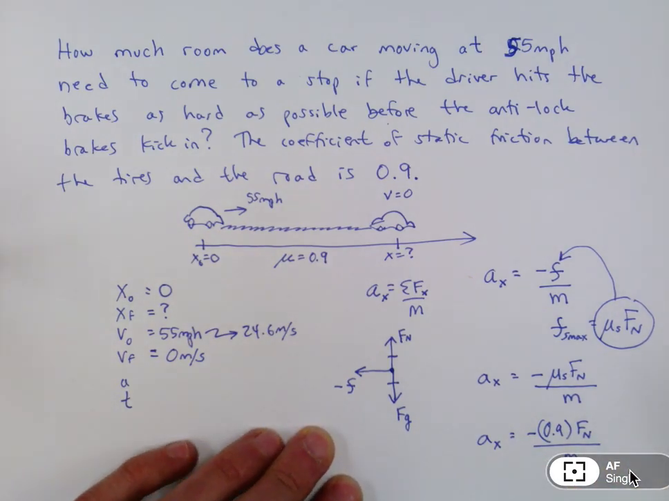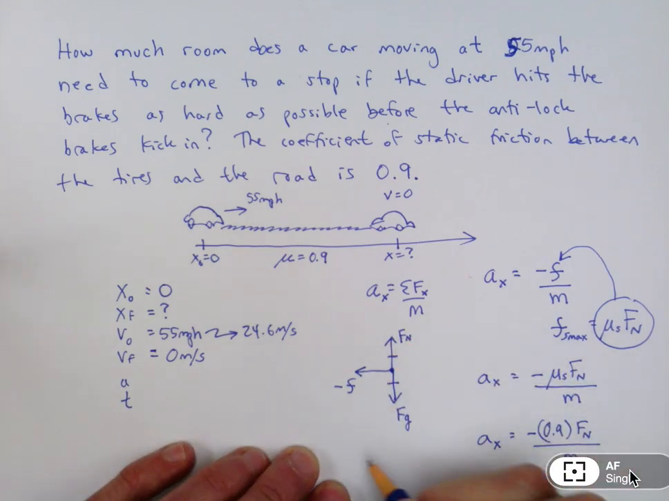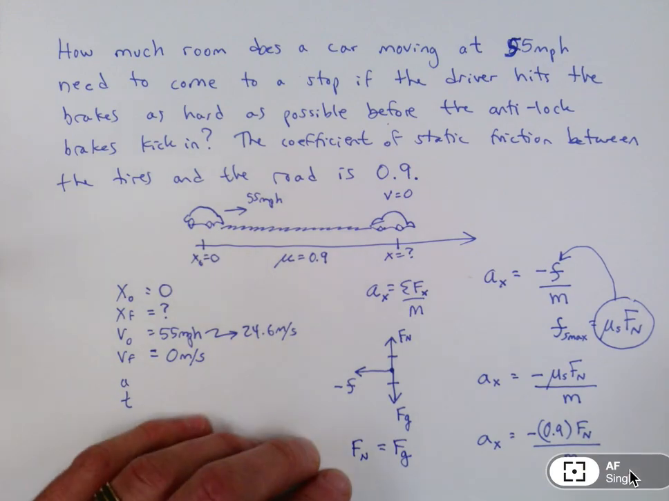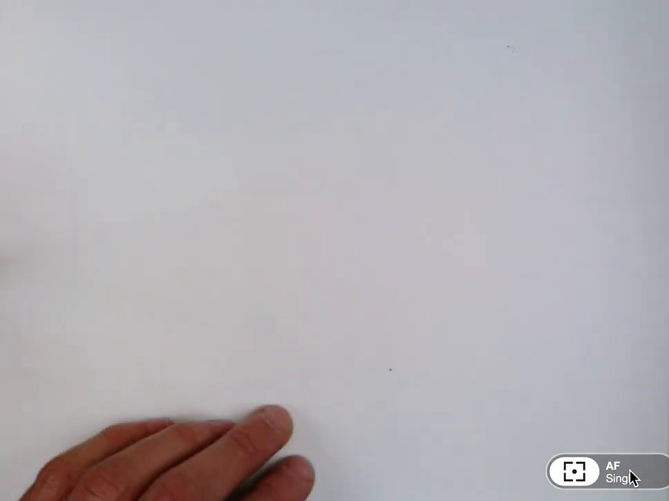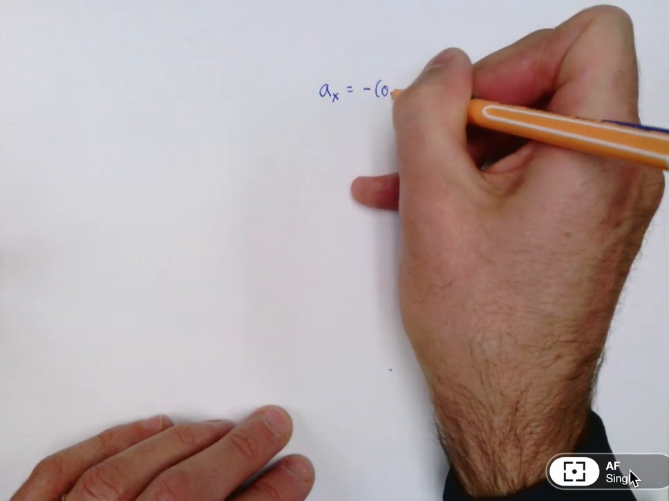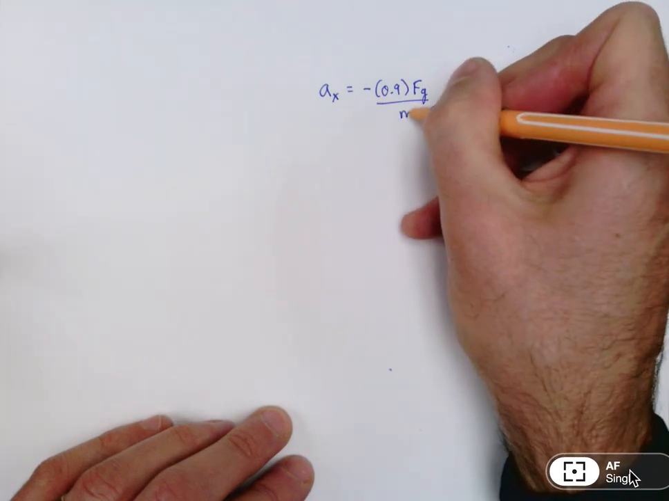So let's go back and take a look at our picture here. In our picture, we can see that the normal force is balancing the force of gravity. So normal force and force of gravity are the same thing. I could replace in this equation normal force with the force of gravity. And so let me do that on this other page here. So acceleration is equal to negative 0.9 times the force of gravity divided by the mass.